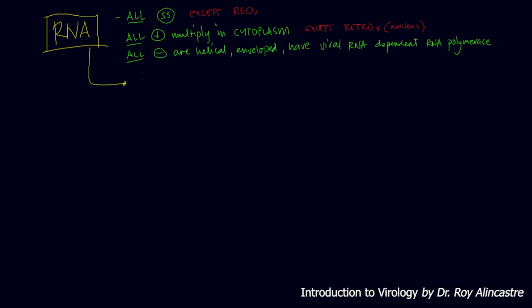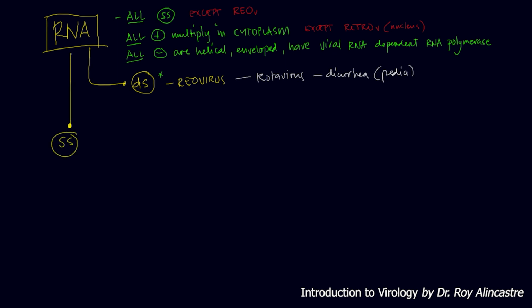Now, for the double-stranded RNA viruses, you have the reoviridae. It is naked and icosahedral. One known virus is the rotavirus, which is a major cause of pediatric diarrhea. Now, all the rest are single-stranded. These single-stranded RNA viruses can be categorized as having either positive strands or negative strands.